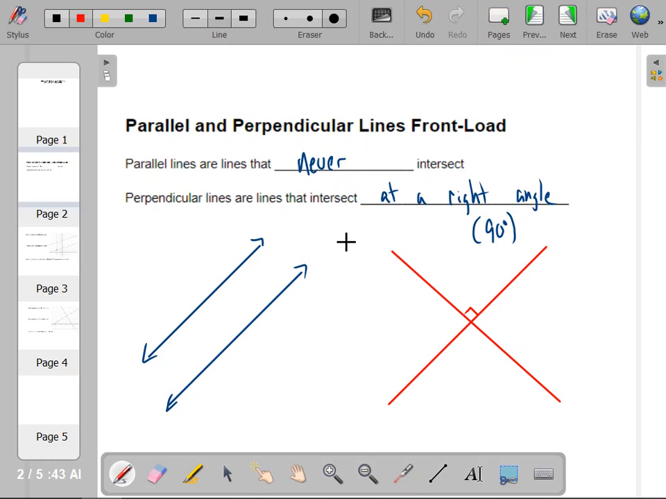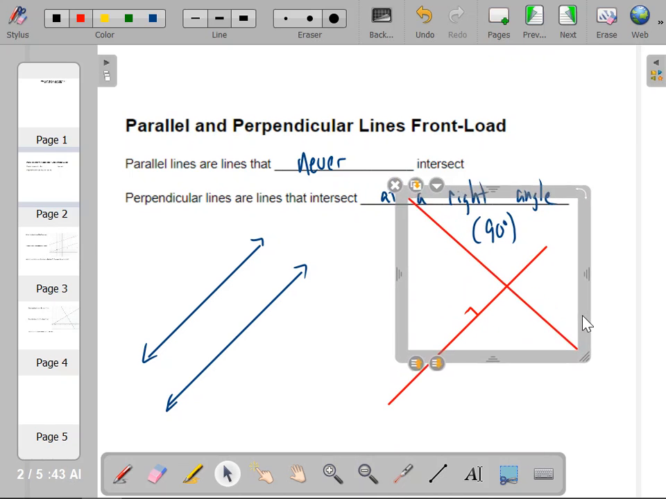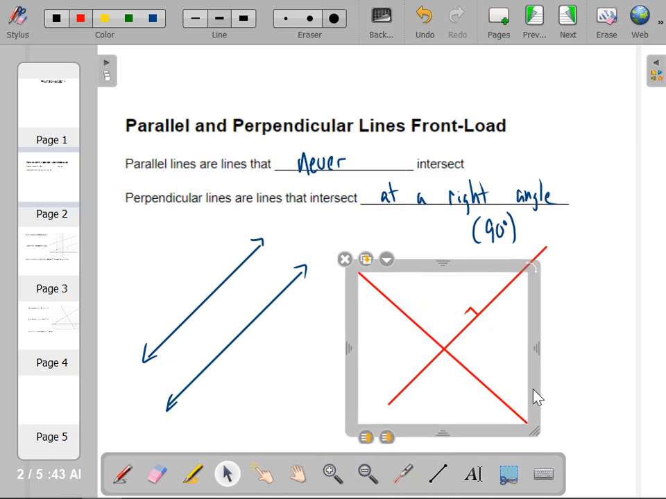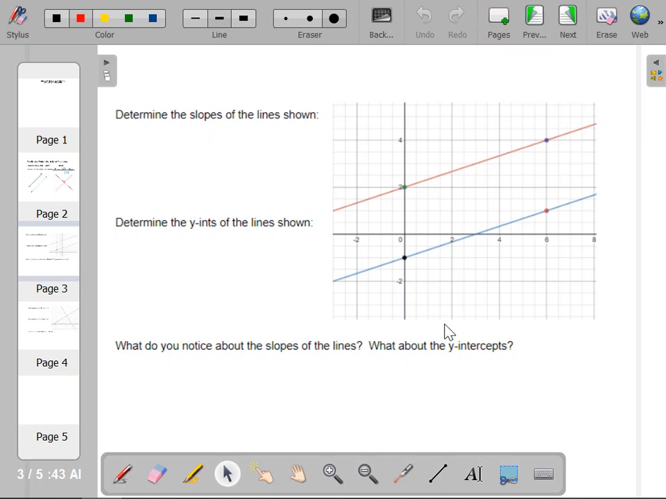That's a right angle. So parallel lines never intersect, and perpendicular lines do intersect, but they intersect in a special way. And what's interesting is I can move this line along, and it's still forming a right angle. So there's some different stuff going on with perpendicular. So what we're going to do is take these two lines and figure out the slopes of them.